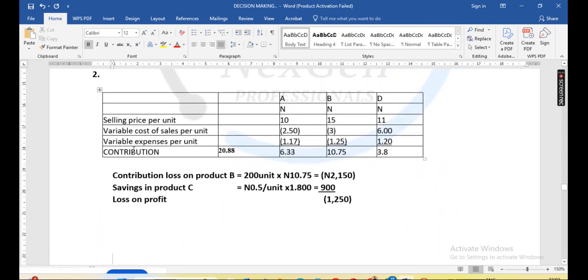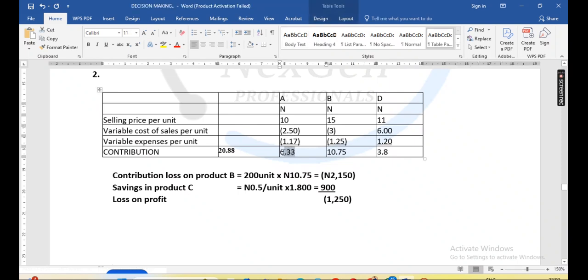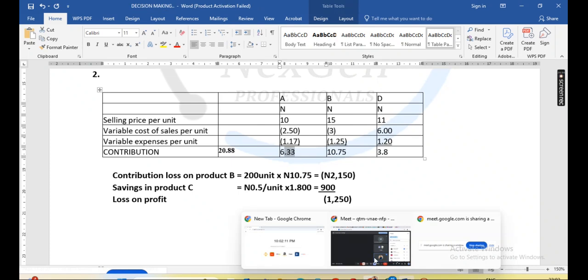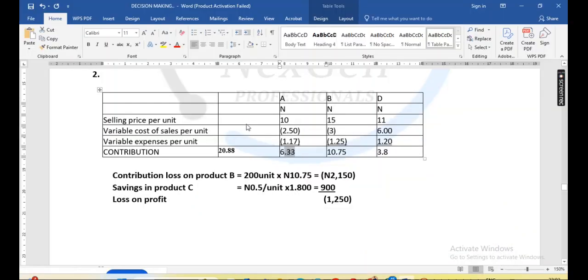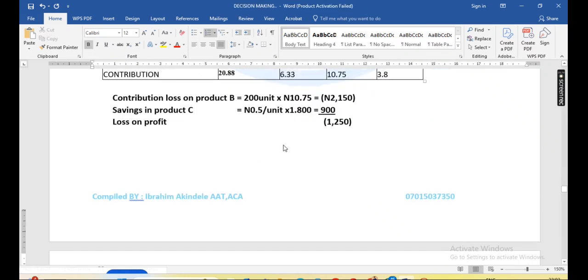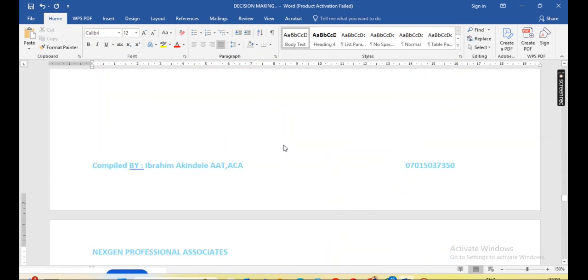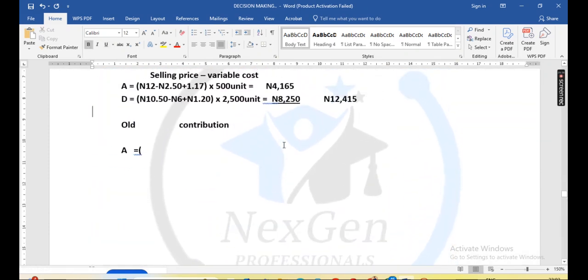Okay, 6.33, right? Can you see it? It's already there. Selling price minus the two variable costs, you have your contribution, right? But if you want me to bring it out, I will still do it like that. So let me quickly bring it out. Your selling price is 10, minus your two variable costs, you have your contribution. And that is what we want to do.